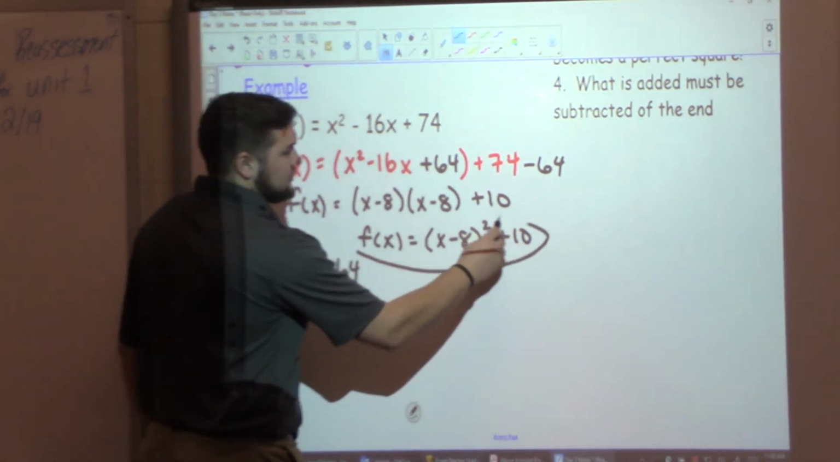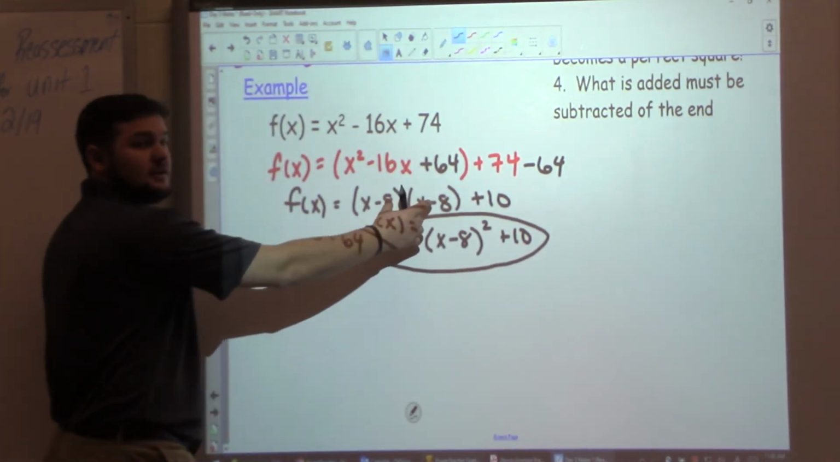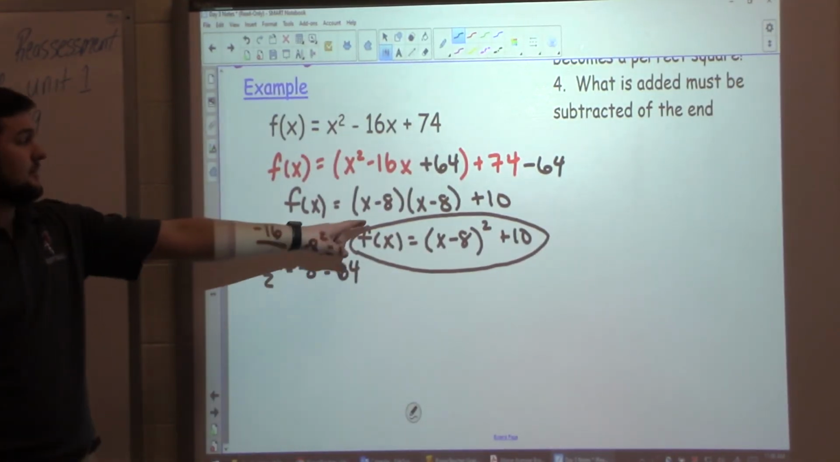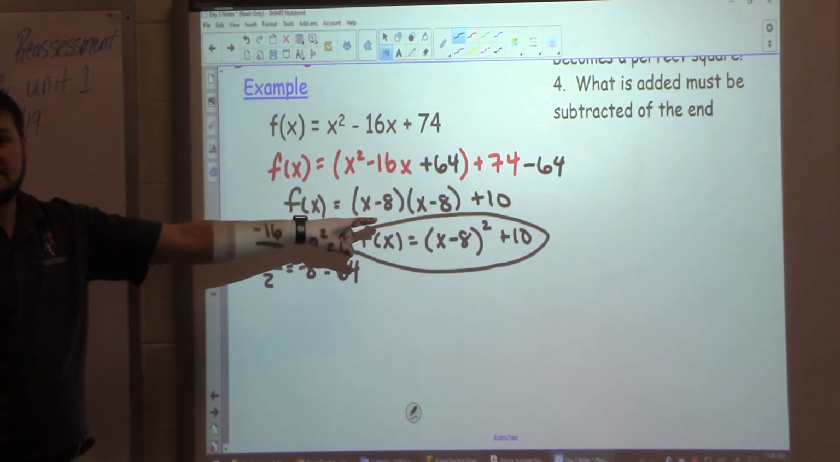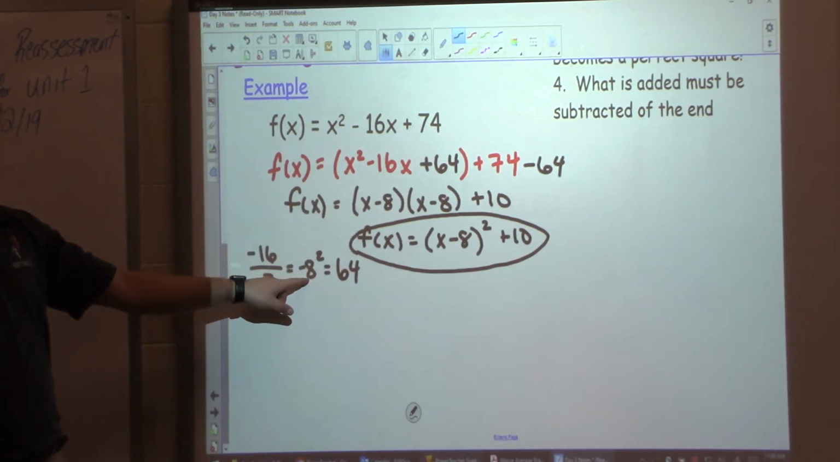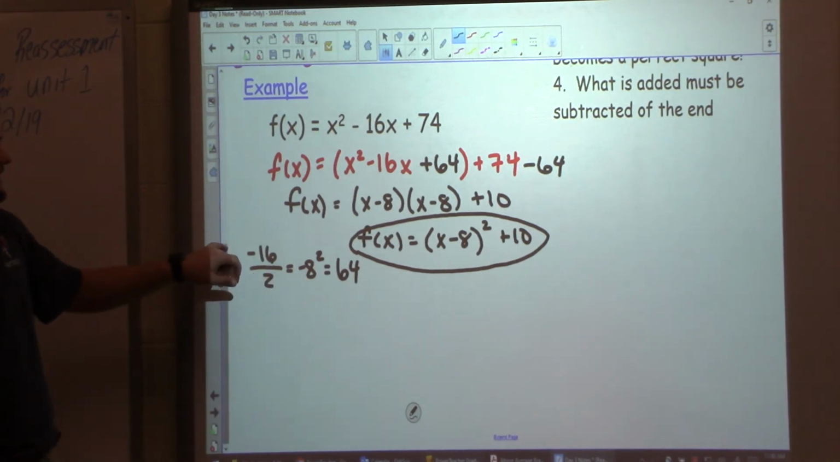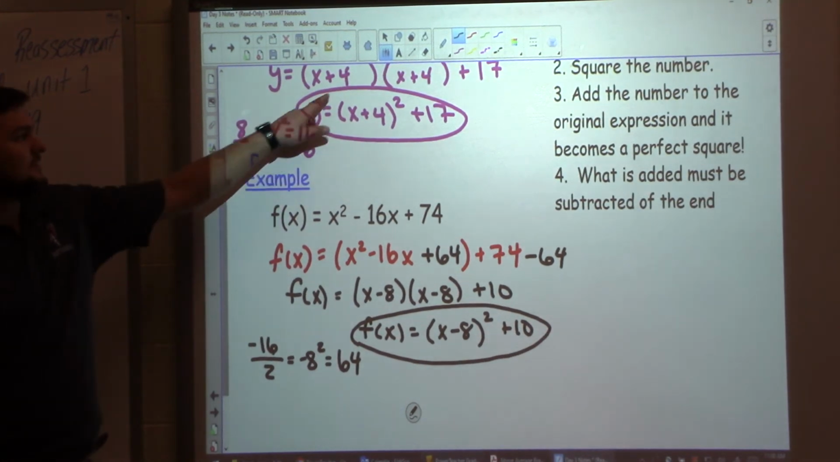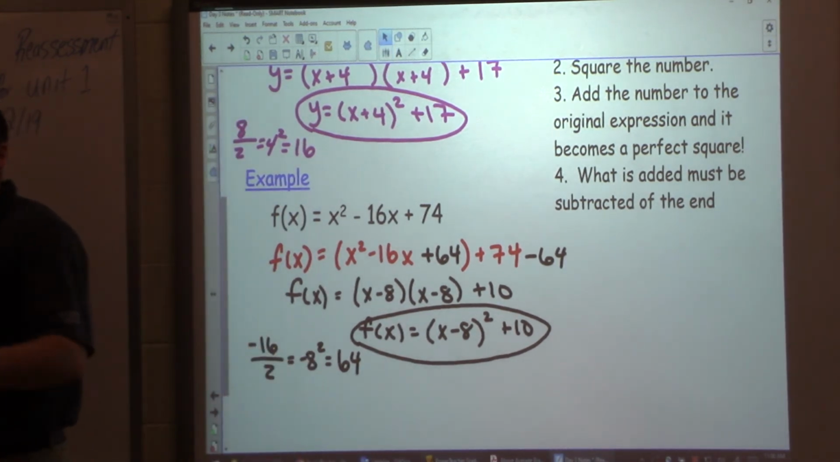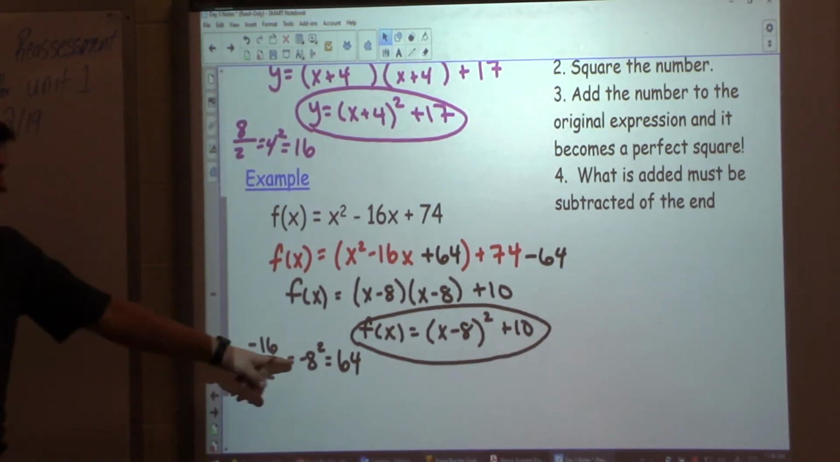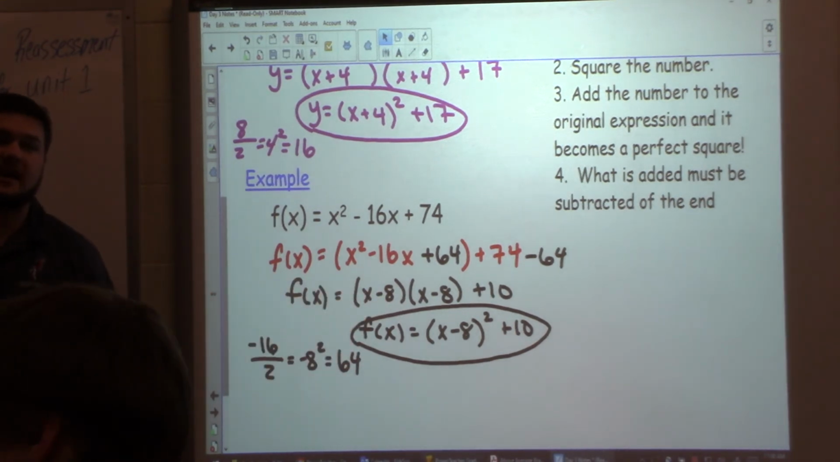Hey guys, you want to know a little trick about when you're factoring here? This number in the middle will always be the number you got when you divided by 2. Every single time. So if you can't think about it, just look. What I get when I divided, that's what it factors to.